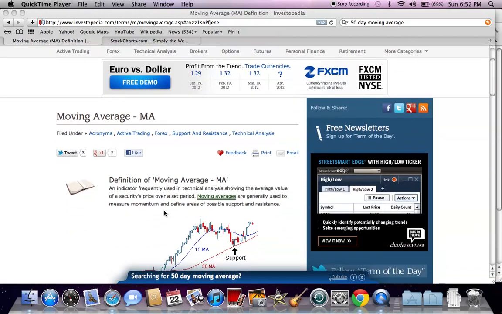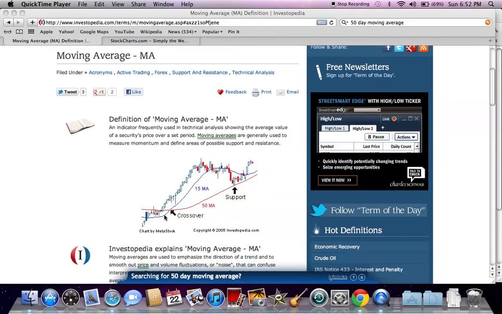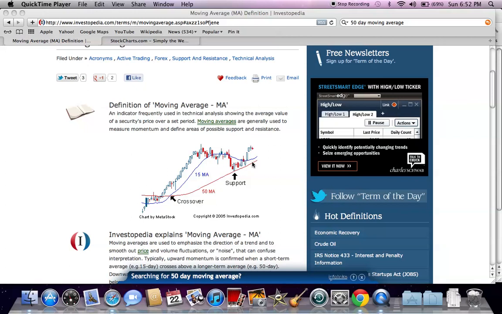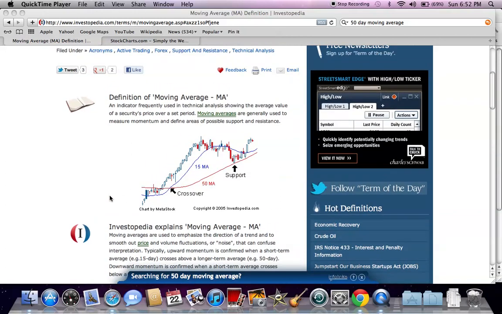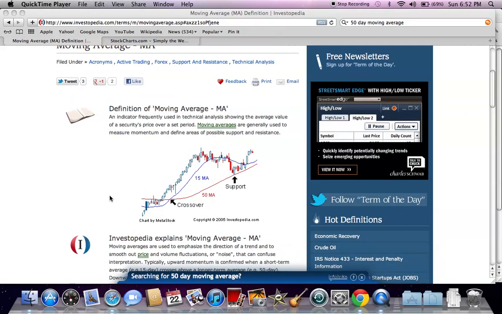Investopedia defines a moving average as an indicator frequently used in technical analysis showing the average value of a security's price over a set period. So as you can see, the red line is the 50-day moving average here. Basically, a 50-day moving average is just the average price for the last 50 days, and it charts it as a line. It gives you a better idea of the overall trend rather than the daily volatility of going up and down.